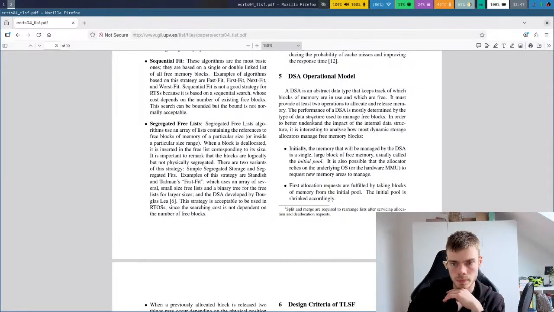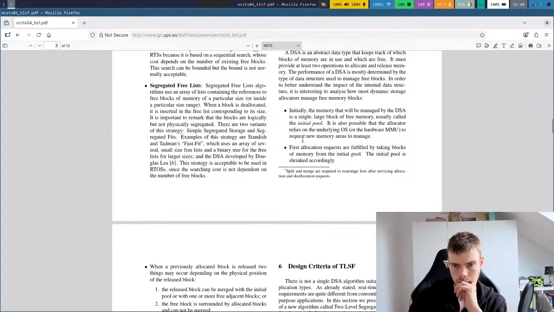In order to better understand the impact, it is interesting to analyze how most dynamic storage allocators manage free memory blocks. Initially, the memory that will be managed by the DSA is a single large block of memory, usually called the initial pool. It is also possible that the allocator relies on the underlying OS or the hardware MMU to request new memory to manage.